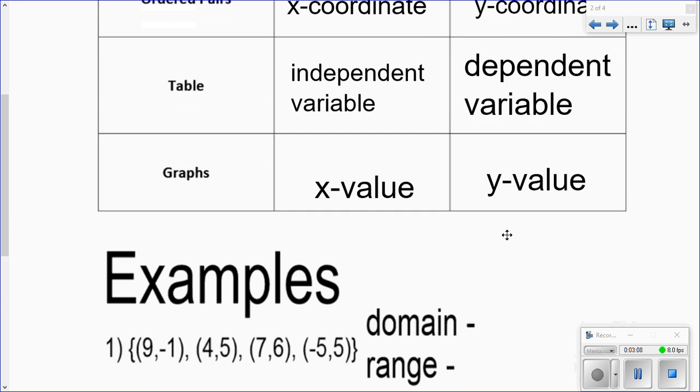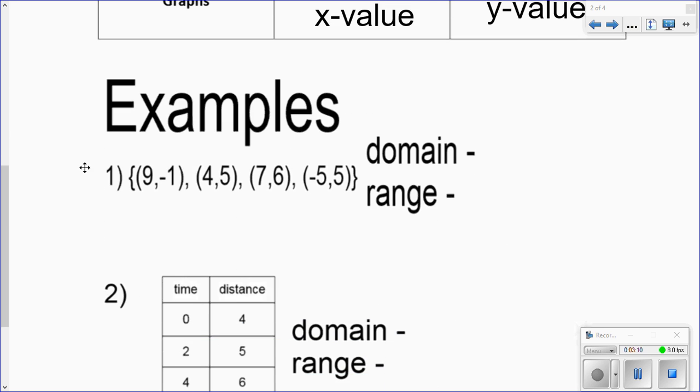Right? So some examples. Number one, we have to find the domain and range of the set of ordered pairs. So when we're looking for domain, we are literally just looking at the first number of each of these ordered pairs. So we have a 9, a 4, a 7, and a -5. We're going to reorder them so they're actually in order from least to greatest, and put some braces around them. So it goes -5, then 4, then 7, then 9. Put commas in between and braces around it. Range is just the second number, so the -1, the 5, the 6, and the 5. Put it in order. Go -1.